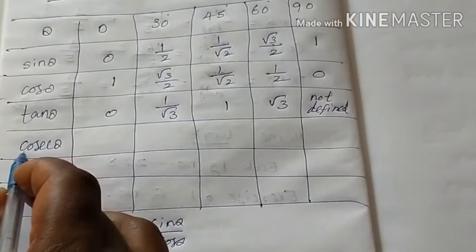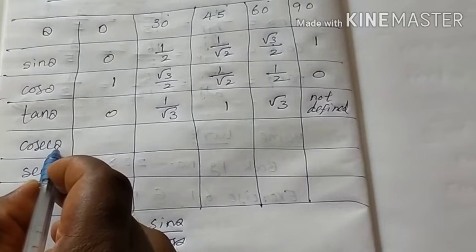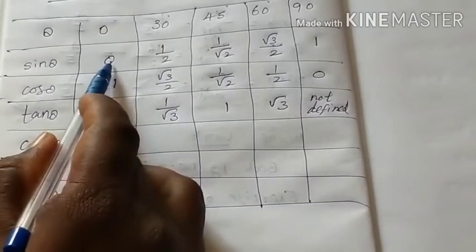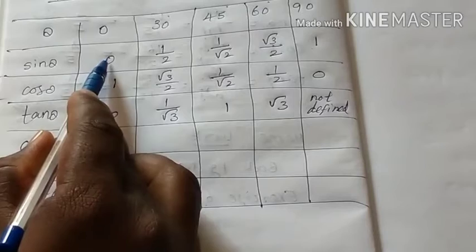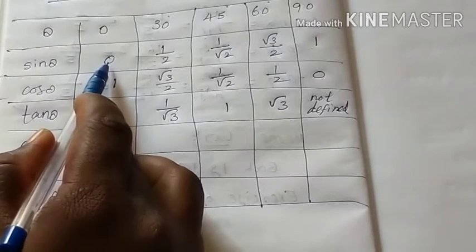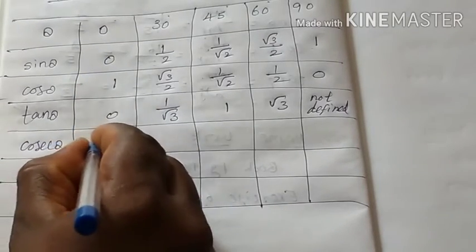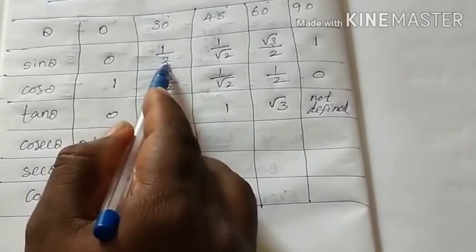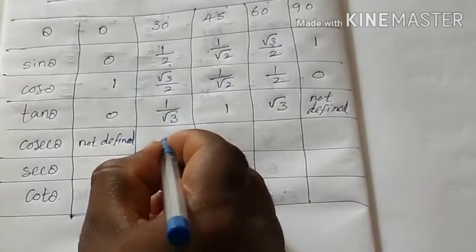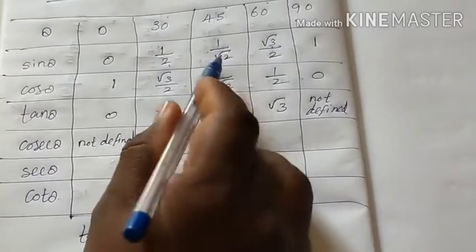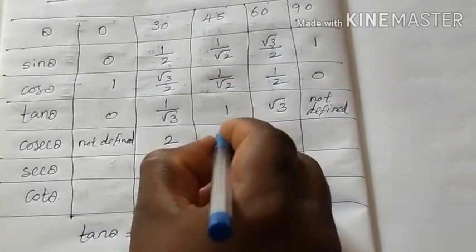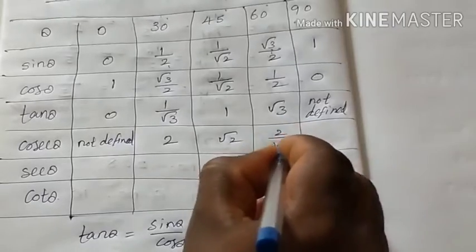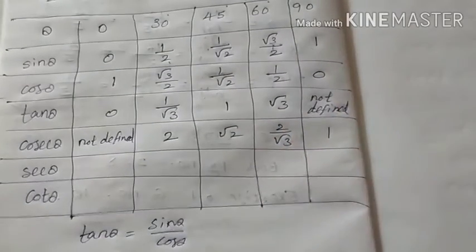Then cosecant: the reciprocal form is already known. It is the reciprocal of sin theta, so we take the reciprocal of the sine table. 0 gives 1 by 0, which is not defined. Then 1 by 2, the reciprocal is 2 by 1, so 2. Then 1 by root 2, the reciprocal is root 2. This is 2 by root 3, then 1 by 1 is 1.